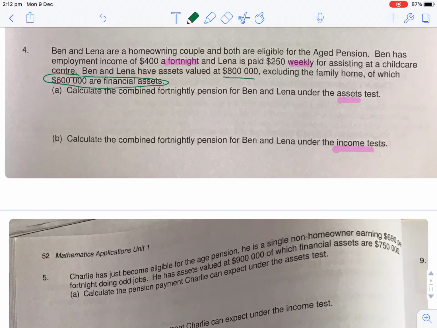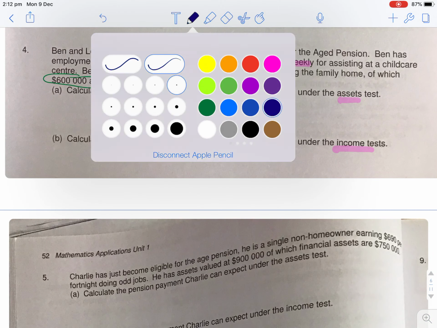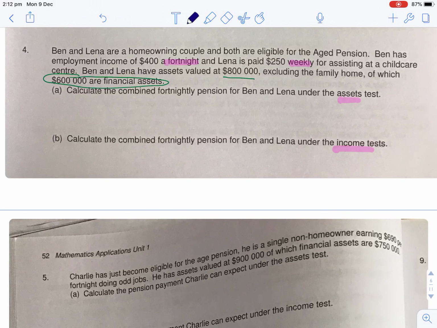So let's have a go at this. In Part A, we're first of all going to be looking at the combined fortnightly pension for Ben and Lena under the assets test. The assets test is probably the easier of the two. So let's give this a go. Under the assets test, I'd start first of all saying, well, my pension, if they were getting the full pension for a couple, is $1,288.